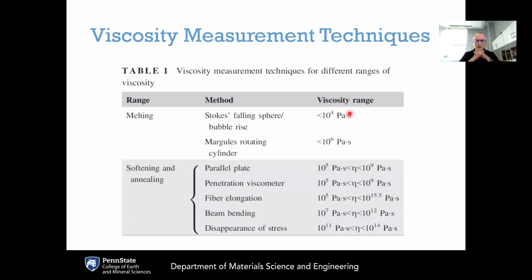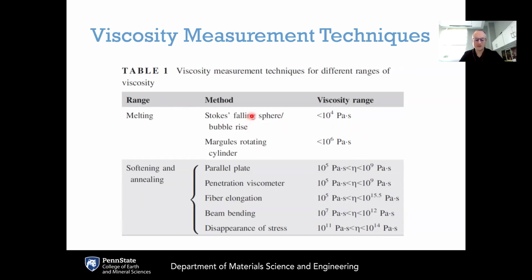Now, if we want to learn more about viscosity, we need to know how to measure it. And because the viscosity is varying by so many orders of magnitude, there's not just one measurement technique that can be used to measure that entire viscosity curve. There are, in fact, many different measurement techniques for mapping out the entire viscosity curve. At the high temperature end, say in the melting regime, at lower values of viscosity, 2 of the methods that are used are the Stokes either falling sphere or bubble rise method, and then the Margules rotating cylinder method.